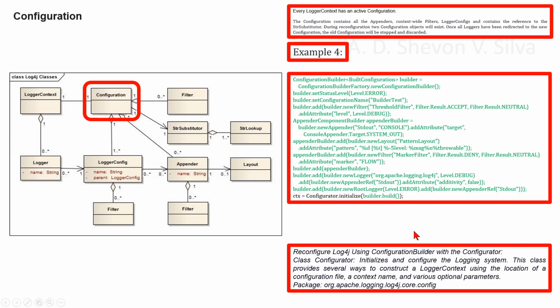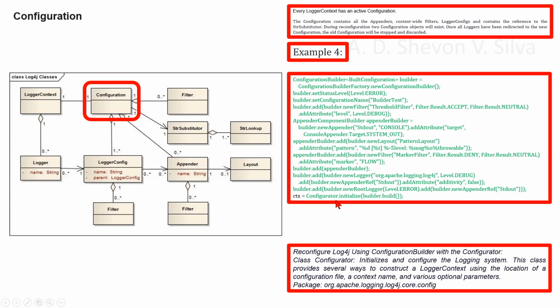As example 4, we can consider reconfiguring Log4j using ConfigurationBuilder with the Configurator. Here the class Configurator initializes and configures the logging system. This class provides several ways to construct a logger context using the location of the configuration file, a context name, and various optional parameters.